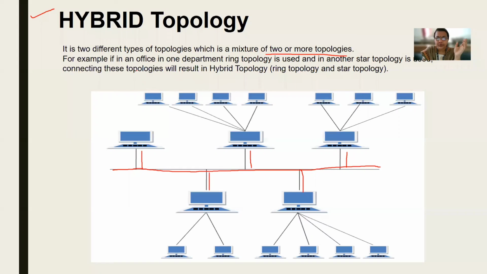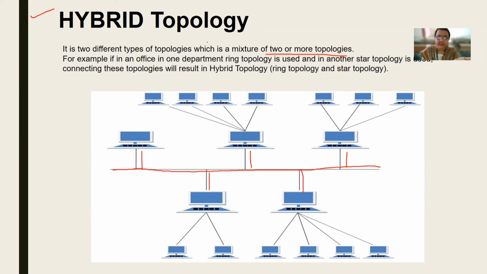For example, if in an office, in one department, ring topology is used, and in another department, star topology is used and connected, this will result in a hybrid topology. Which two topologies we want to select is the network admin's wish. So it will be a combination of two or more topologies called the hybrid topology.